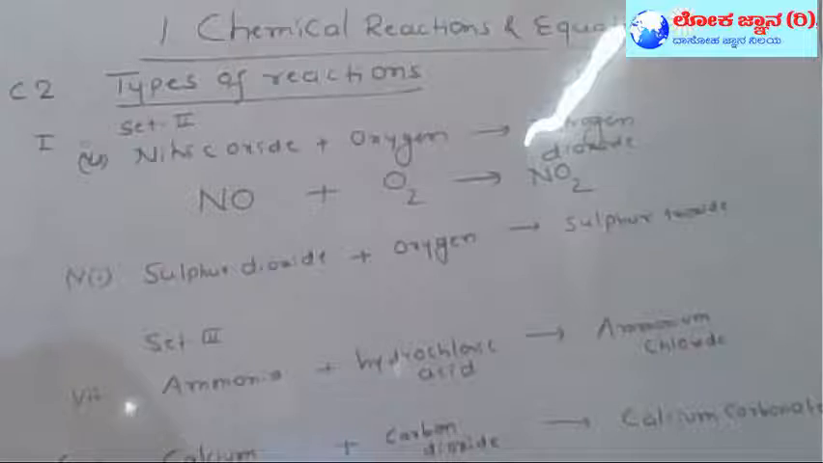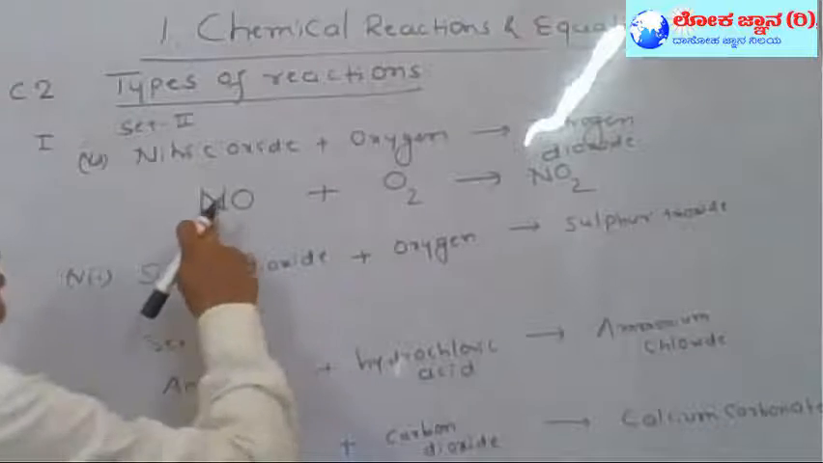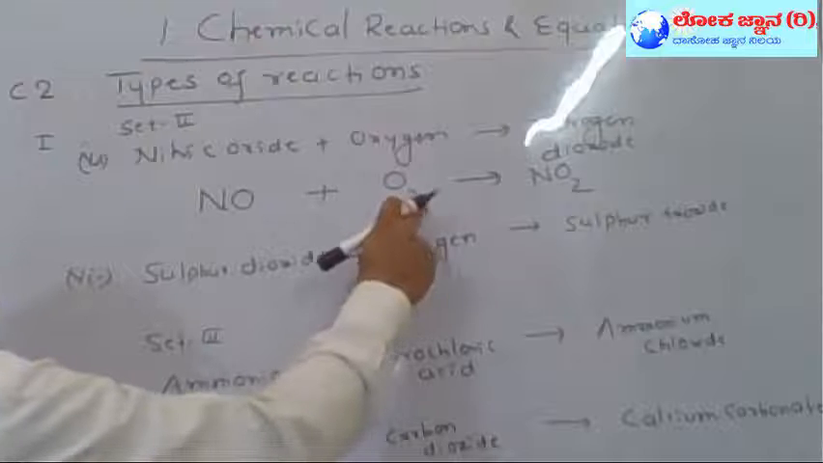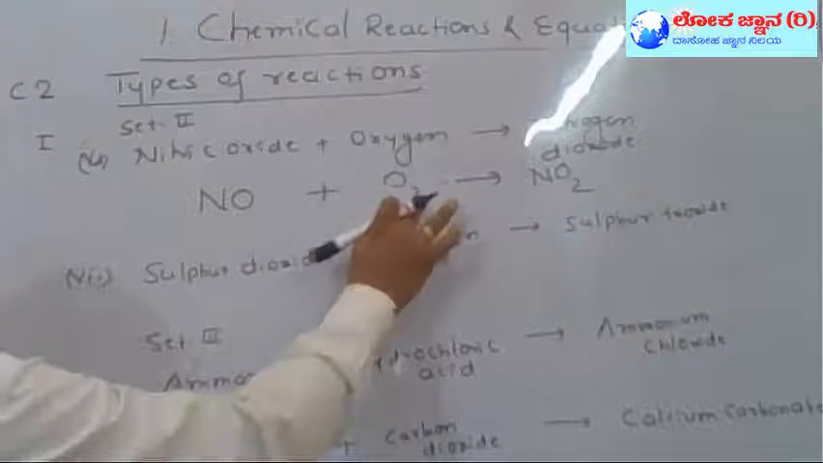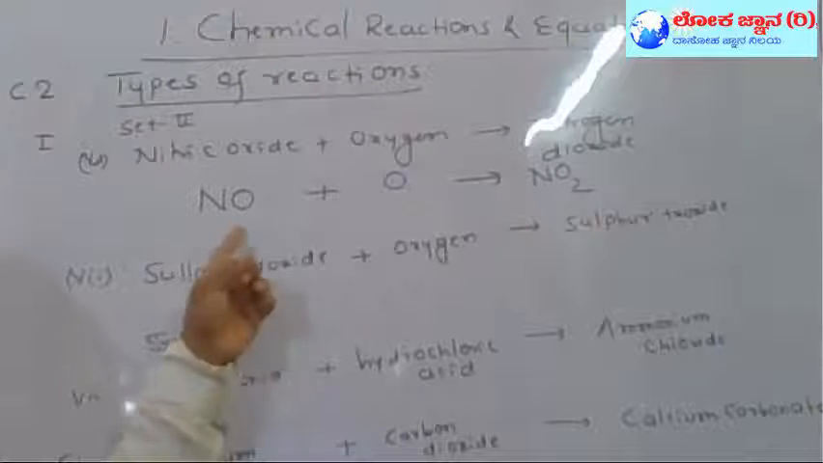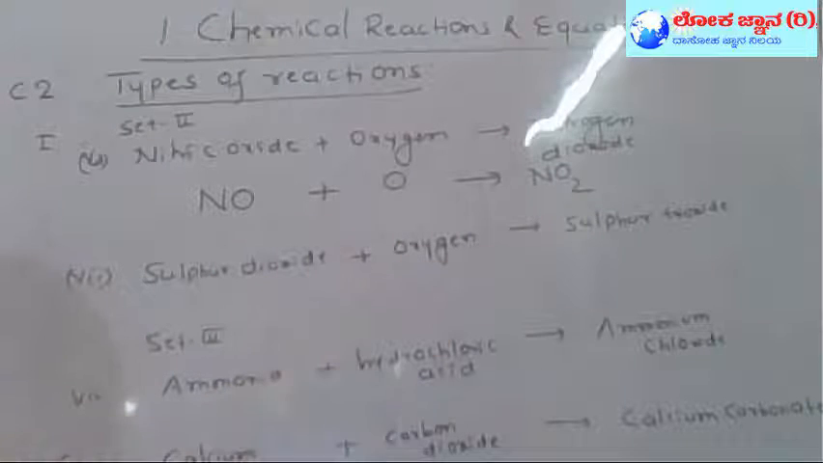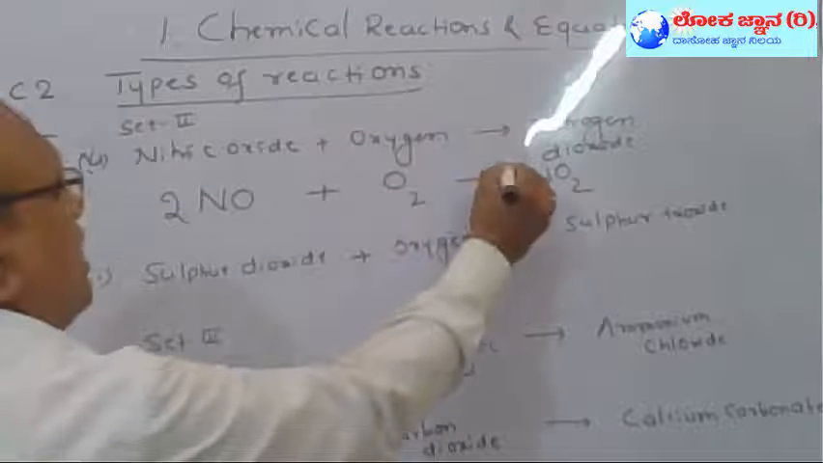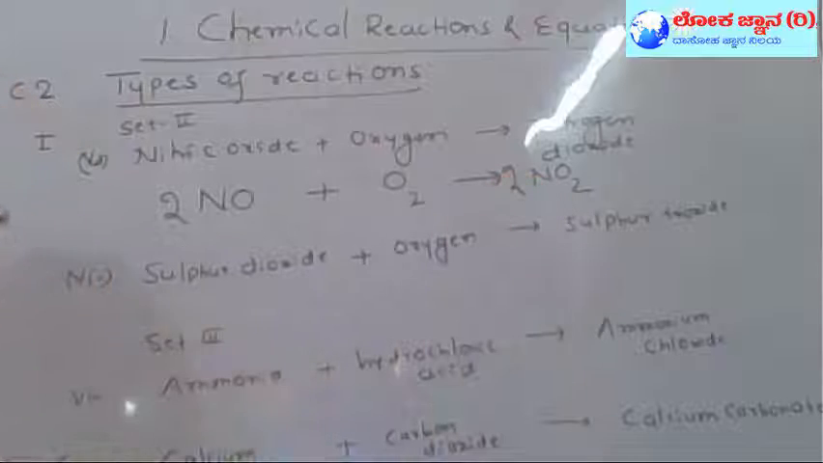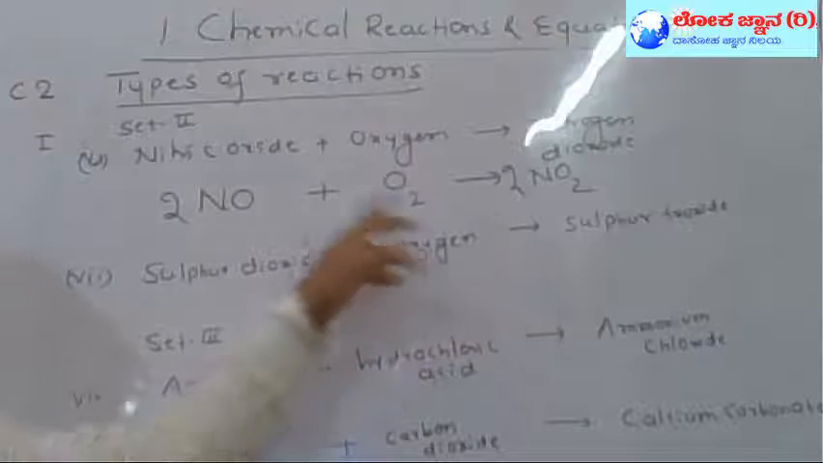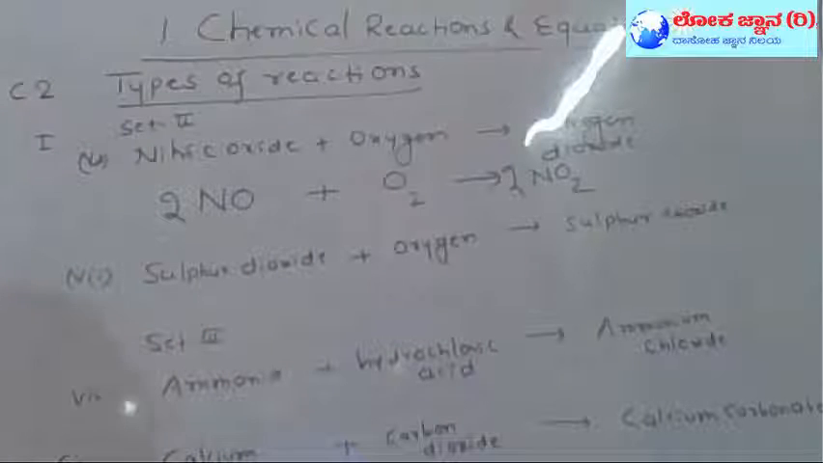See, how many nitrogen atoms? One nitrogen atom on the left, one nitrogen atom on the right. How many total oxygen atoms? 2 plus 1. O2 can be written as O, and the equation is balanced. Nitrogen one atom, O2, O2. Now what you have to do? When you double the oxygen, you have to double nitric oxide, double nitrogen dioxide. Check whether this is balanced or not. 2 nitrogen, oxygen atoms are 4, 4, and the equation is balanced.